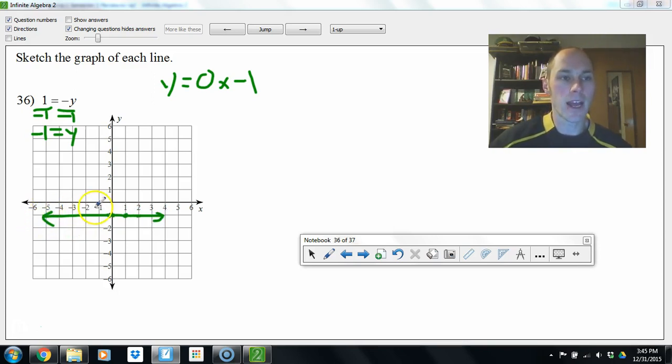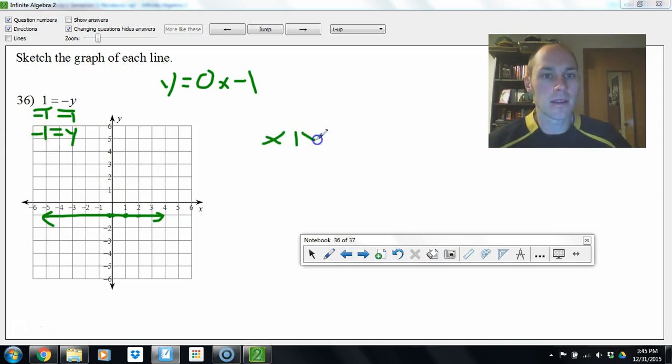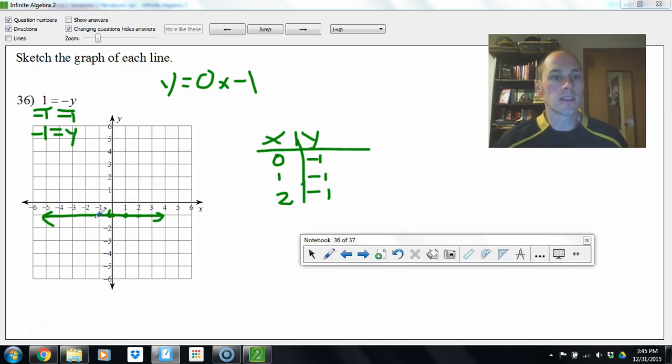And as always, if I forgot how to do that, I can take a look at, find my intercepts. Y is negative 1. Well, there's no x, so it doesn't hit the x-axis. So I would draw a line that's parallel to the x-axis. And the other thing I can do is I can create a table. I know that y is always negative 1. So I could put various x values in and plot those points. 0, -1, 1, -1, 2, -1. And see that that's a horizontal line going through the y-axis at -1.